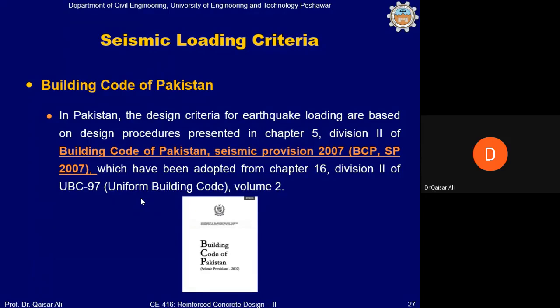Recently, Pakistan Engineering Council is making an effort to bring the Building Code of Pakistan in line with the IBC, and these parameters will be locally developed by a group of researchers. We at UAT also have a group, and we are working with them to develop these parameters so that we can update the Building Code of Pakistan.